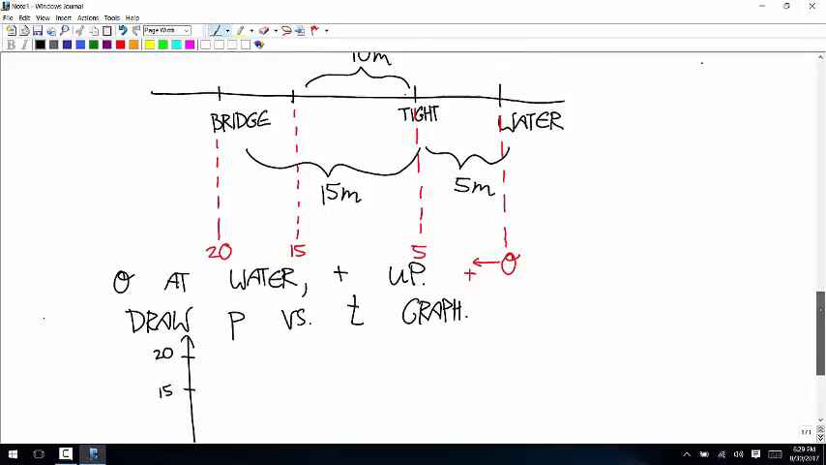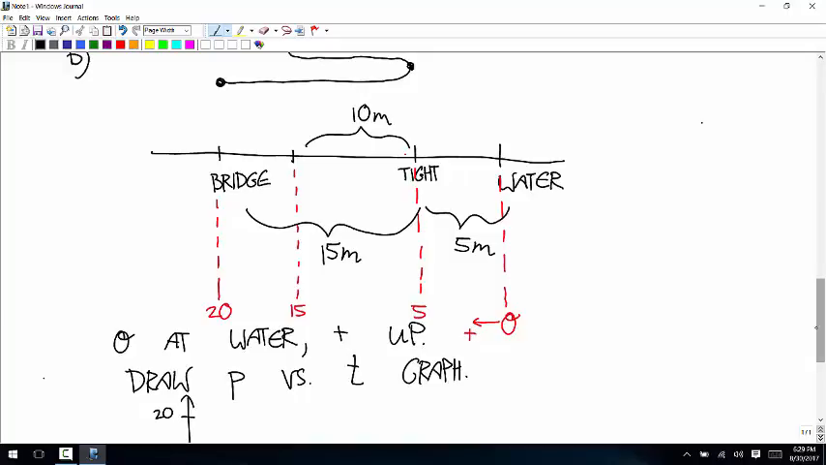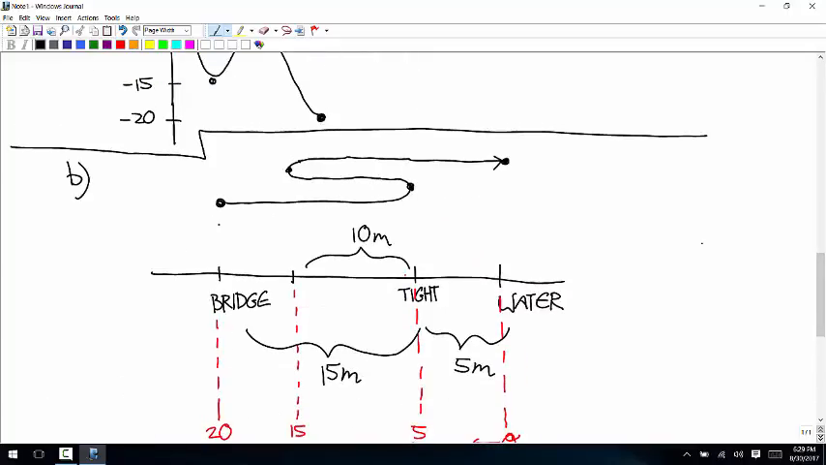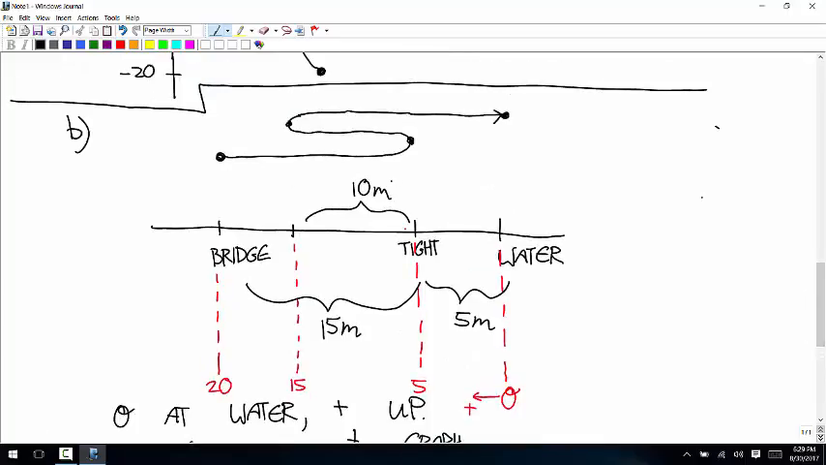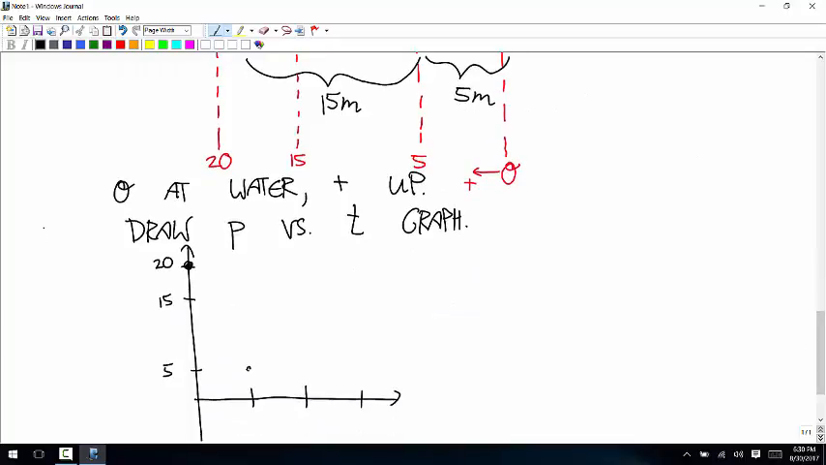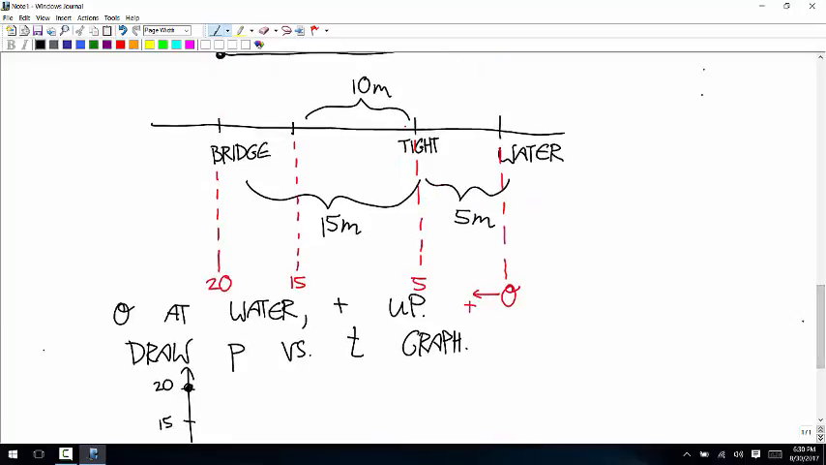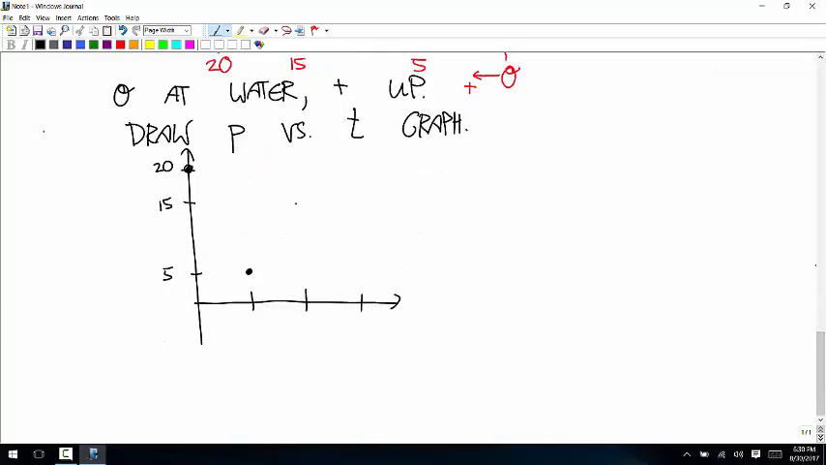Okay, so when time is equal to 0 at the start of the motion, what's the position? 20. Then when the bungee gets tight, what's the value? 5. And then the next place he goes up, what's the value there? And then hits the water, which is the 0. So it looks like this.